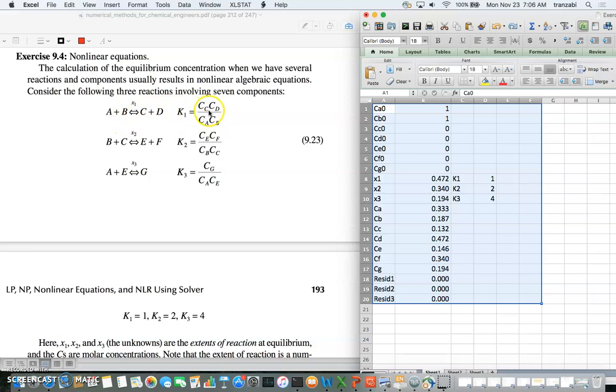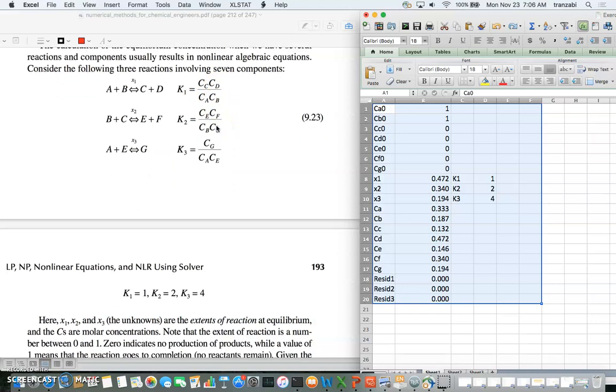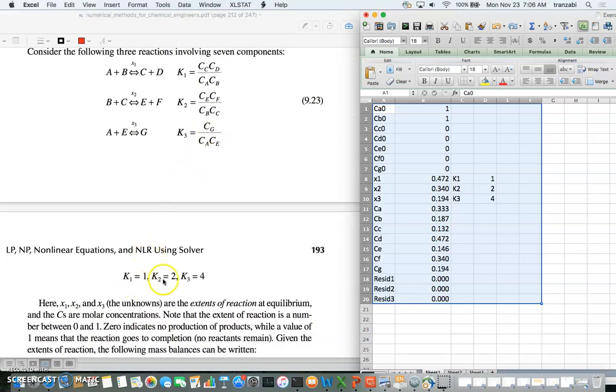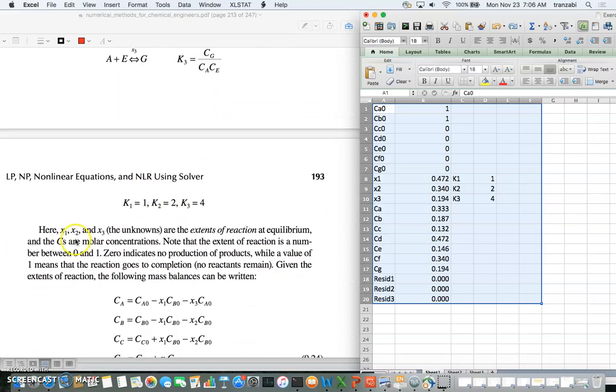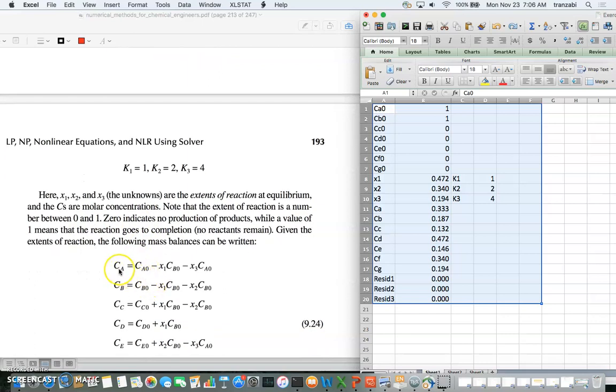In terms of the concentrations, this is the chemical formula for every reaction. It's just the concentration of products divided by the concentration of reactants. We have the numerical value of the Ks, right? We define the extent of the reaction. Based on the extent of reaction, you can write the concentration of every species here, Ca through Cd, in terms of x1, x2, and x3. So these are the extents of reaction that we have to solve for. So x1 through x3 are basically the unknowns.